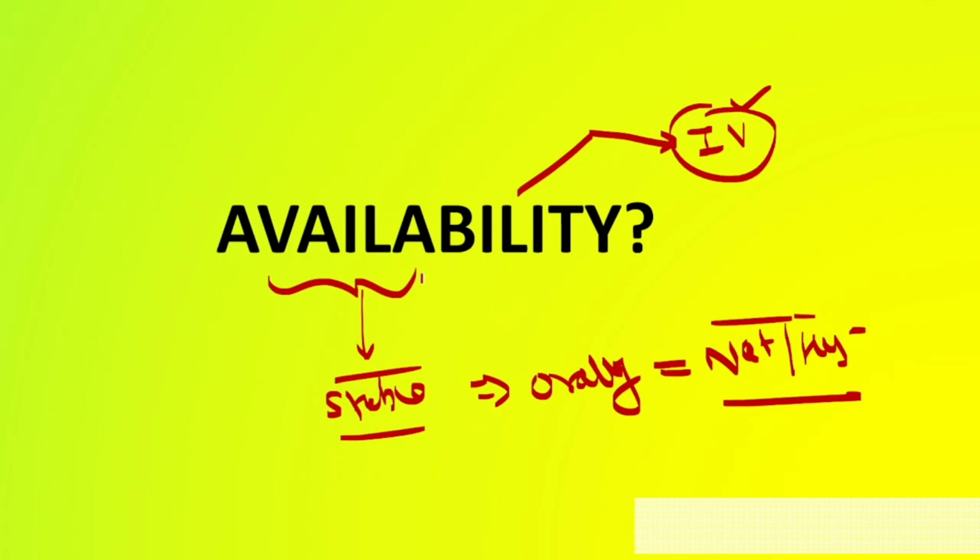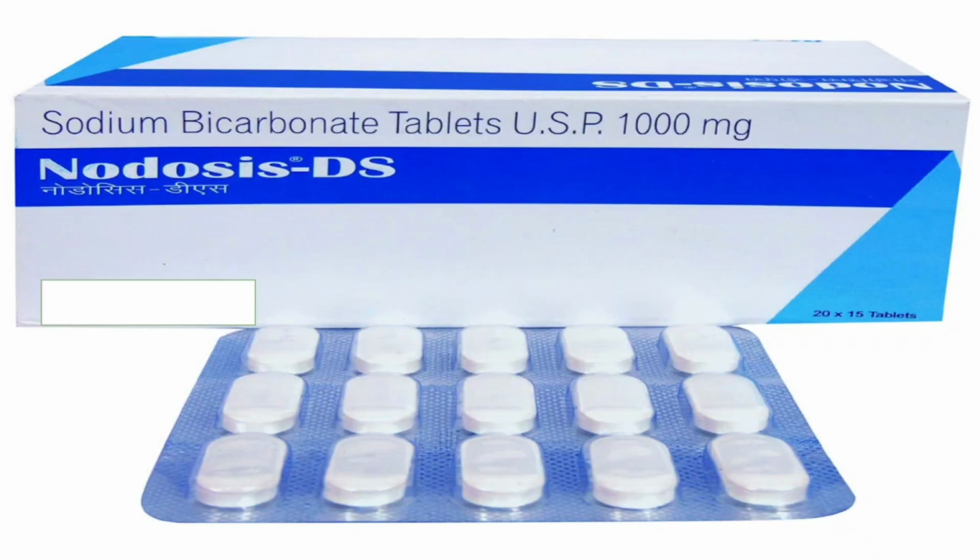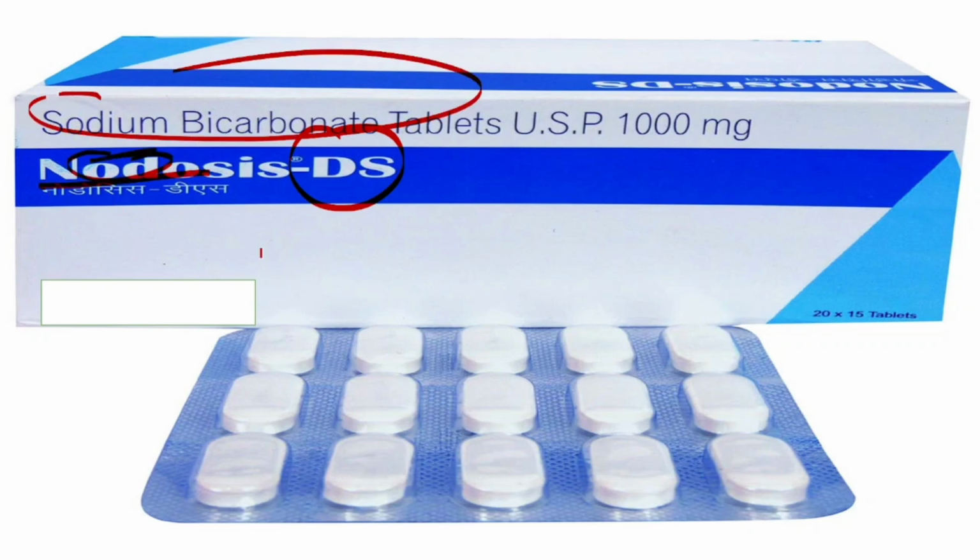What is the dosage availability? It is available as 500 milligram, which is most commonly used, 600, 650 milligram, to 1 gram tablets. These are the three formulations available. So this is how the drug looks. It is mentioned as DSS, double strength, Nodosis double strength. The brand name is Nodosis. The drug is sodium bicarbonate. This is the 1 gram drug, and this is the size of the tablet. Ideally, it comes in this size, and 500 milligram tablets are also available.